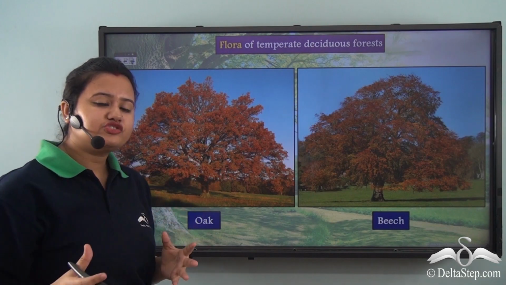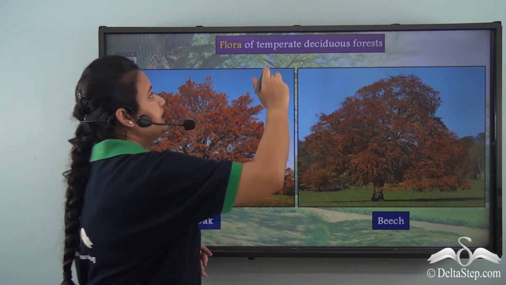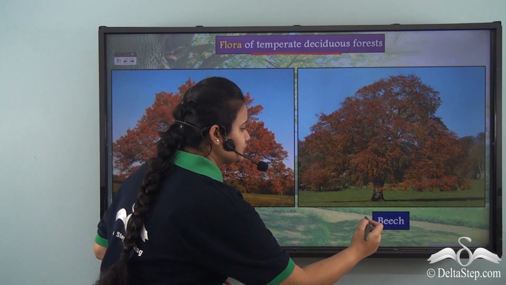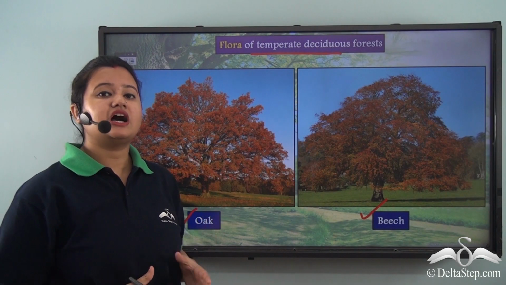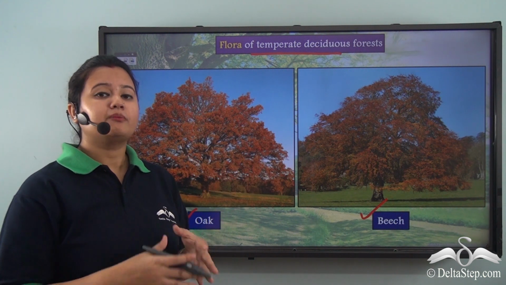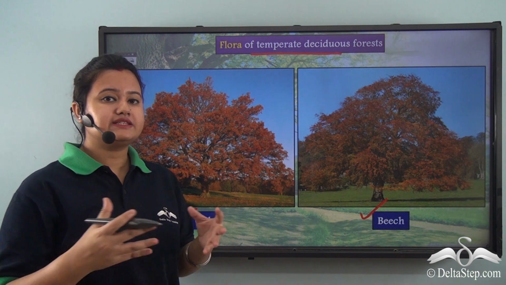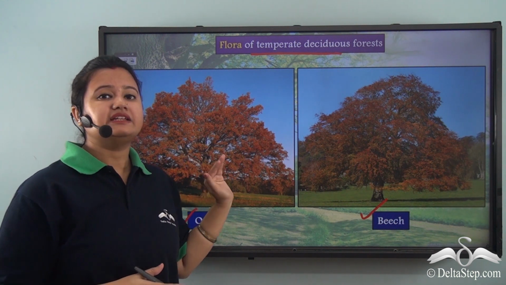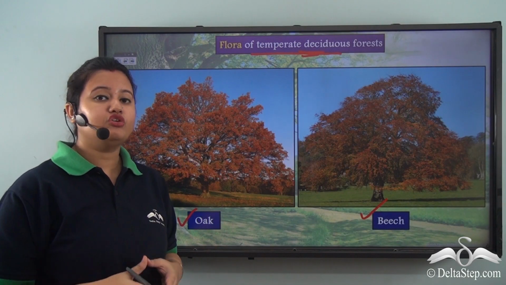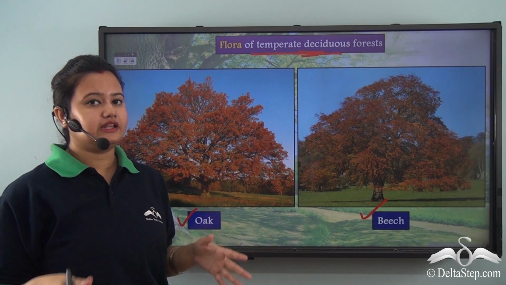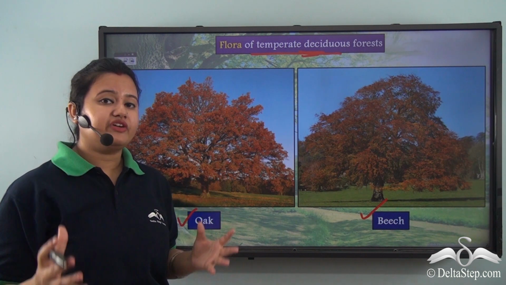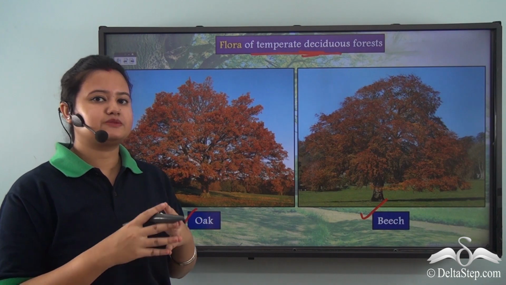Well, some of the trees that are commonly found in the temperate deciduous forest are oak and beech. Now these trees have broad leaves, and they shed their leaves before the onset of dry season, because we know that these trees are deciduous trees. That is, they have the habit of shedding all their leaves before the onset of dry season in order to prevent loss of water through transpiration.